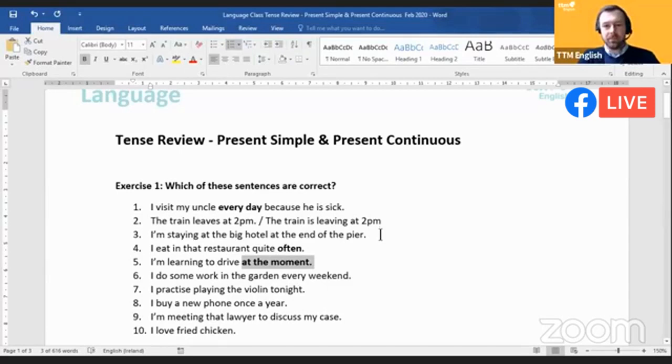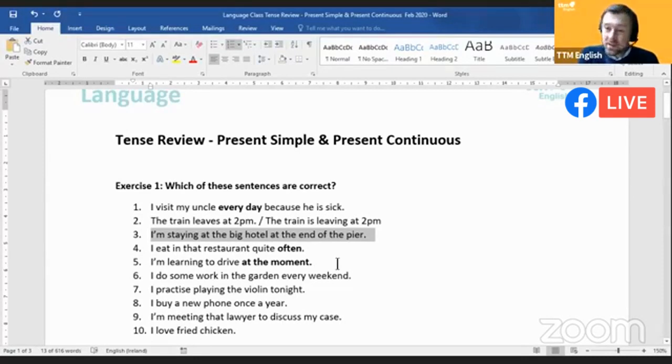Just like this one, I'm staying in the big hotel. Because you don't stay at a hotel forever, do you? You don't live in a hotel. It's just a temporary general situation. If I said I'm staying at the big hotel at the end of the pier, we could be in the cafe, couldn't we? Talking about that, and not in the hotel. But that's where I'm staying at the moment, for the 2 weeks that I'm on holiday.